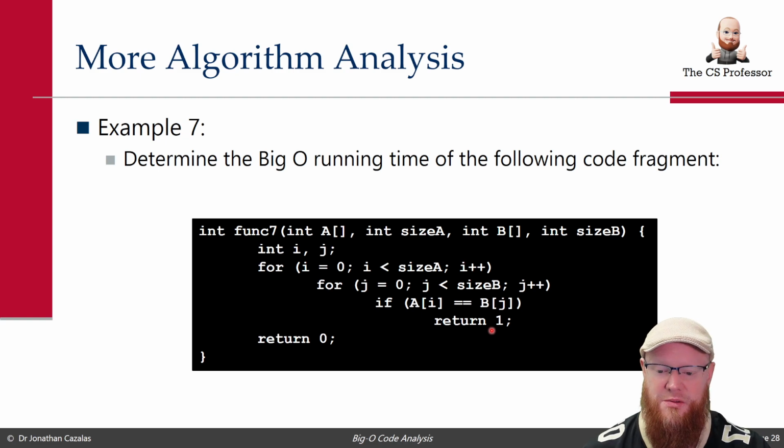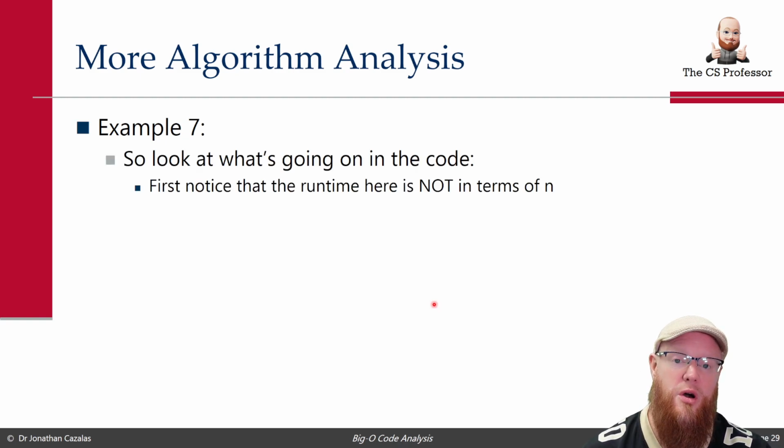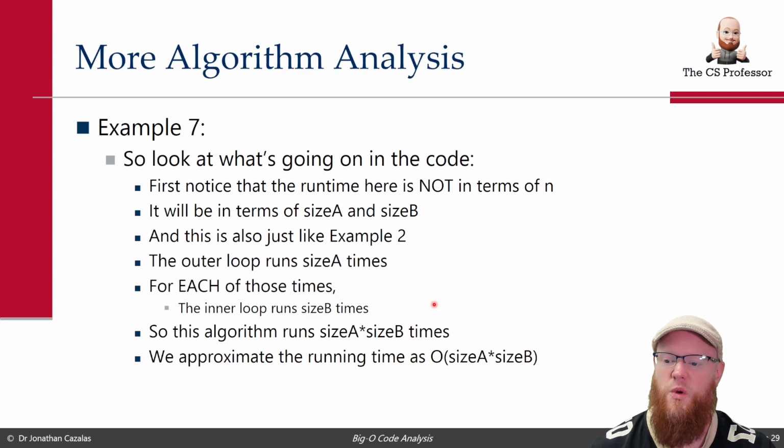So what is as much as possible? We have 2 loops. They're nested. The outer one loops size A times. The inner one will loop size B times. And we're going to end up with O of size A times size B, which is your running time.